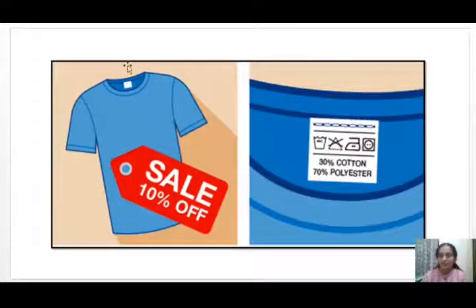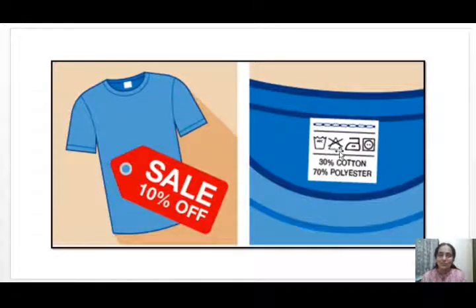You are very familiar with this symbol, 10% off, when you are shopping, right? What does it mean? 10% off means you should be able to find out how much the marked price will be reduced, right?